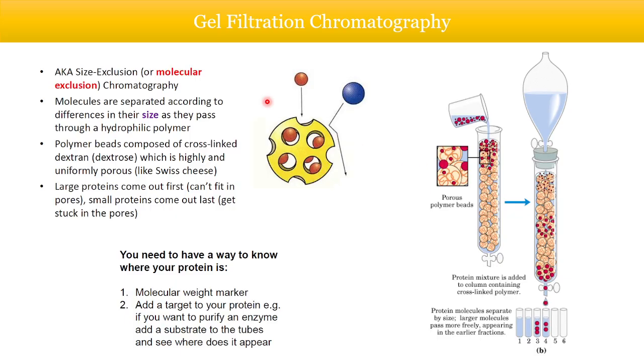If we talk in some detail, size exclusion or molecular sieve chromatography separates according to the difference in size as molecules pass through a hydrophilic polymer. The polymer beads are mostly composed of cross-linked dextran, which is highly and uniformly porous, like Swiss cheese. So what happens? The larger molecules come out first because they cannot fit in these small pores, and the path length is reduced for the larger molecules. On the other hand, the smaller molecules can pass through all of these pores and get stuck in between them, so the path length is enhanced and therefore the time taken by them is more. Therefore, they elute last.